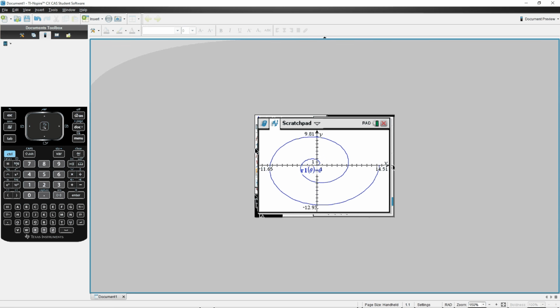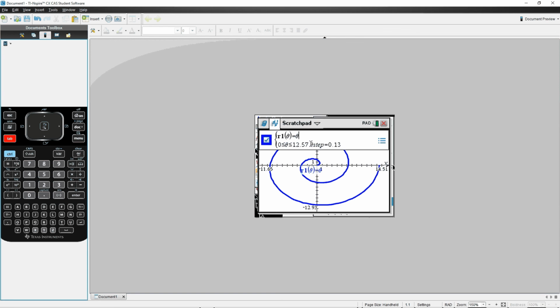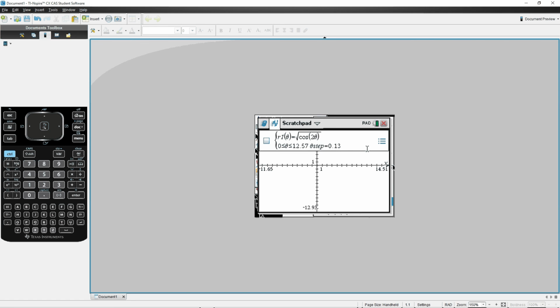So that's polar. And one special case of polar that I want to talk about is when you have something where it's r squared equals some function in terms of theta. So these are going to be your lemniscates, which look like sideways 8s. And you can't actually edit anything on the left side of this equal sign. So you can't type in r1 of theta squared equals cosine of 2 theta. What you have to do is make sure it's r1 of theta equals something. So in that case, you would have to do r equals the square root of cosine 2 theta. You can't have r squared equals cosine of 2 theta.